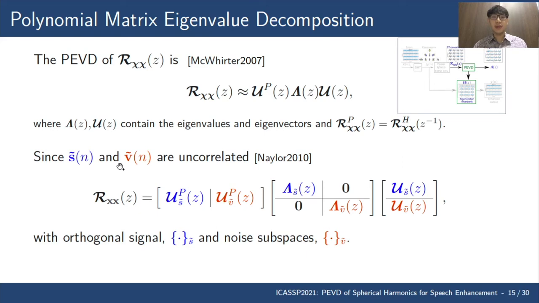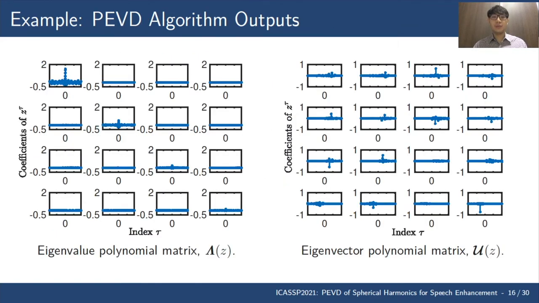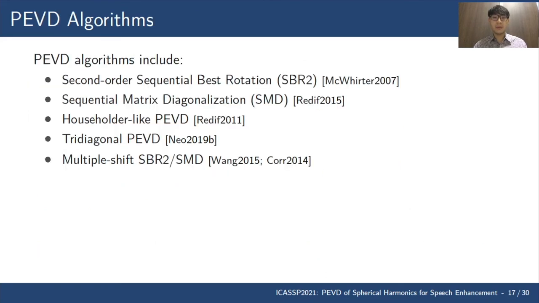Because the speech and noise components are uncorrelated, polynomial EVD decomposes the matrix into orthogonal signal and noise subspaces. The polynomial EVD of the space-time covariance matrix computed earlier is shown. On the left we have the eigenvalues, and on the right we have the eigenvector polynomial matrix, which will be used in a while. To compute the polynomial EVD, any of the following algorithms can be used.